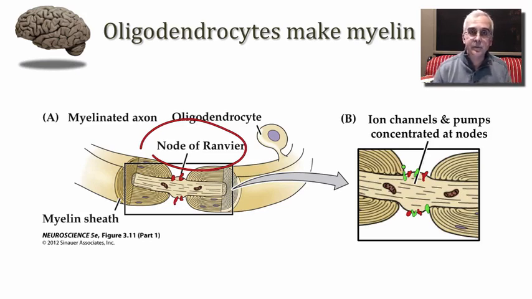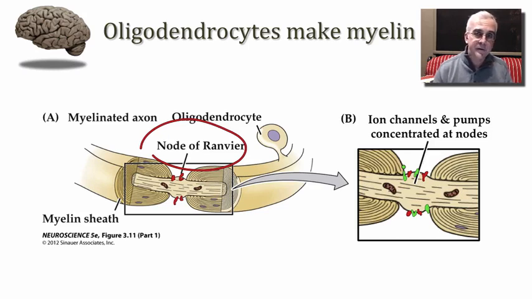In between the nodes of Ranvier, we have a tight wrapping of myelin, which serves to increase the passive current flow by making the myelinated segment of axon much less leaky than it would be otherwise. So more charge is effectively transferred from one node to the next.